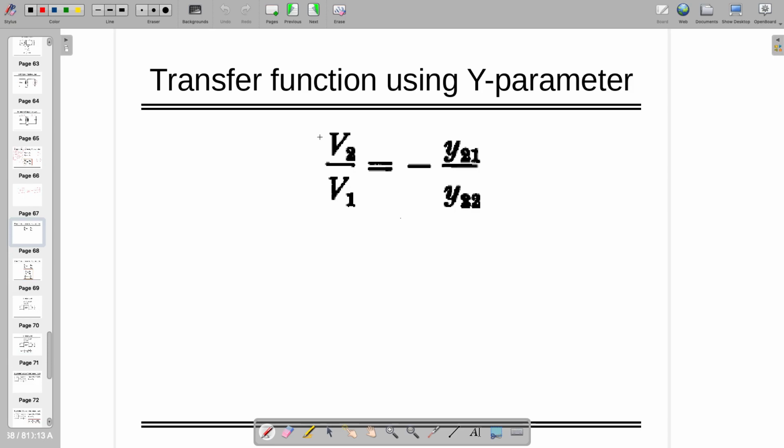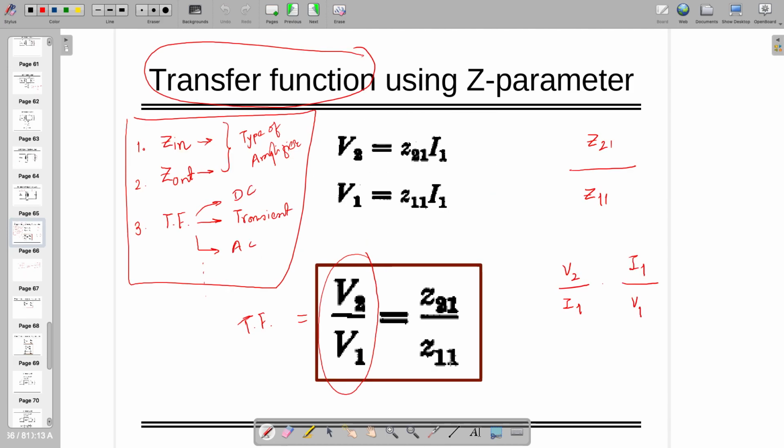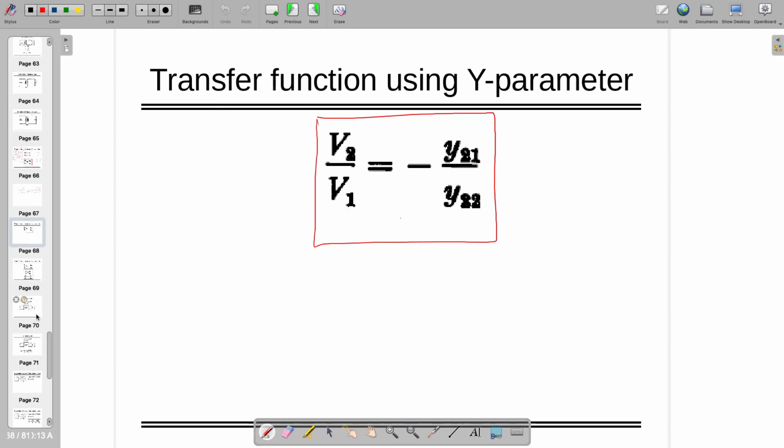Similarly, using y parameters, you can find the transfer function if your y21 and y22 are available, similar to what we were doing with z parameters. The question I am keeping to you people: you have to find out why it is minus. This is your home task. It's very easy, but you have to write down the equations. Maybe you can go through Friedland and Co and find out why it is minus, but it will give you the ratio, right?